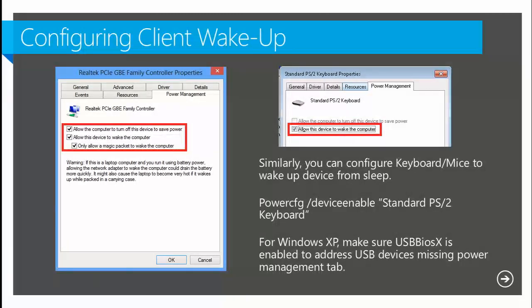And for XP, there's something called USBBIOSx. I have the KB article included in the reference here, but if you notice the power management tab's not on your USB keyboards and mice or other devices you want to wake your systems up with, it's because XP needs this registry key enabled to support it and see it. So you'll enable USBBIOSx to basically allow that. It's a registry key value that you just add, and once you reboot, it takes effect.